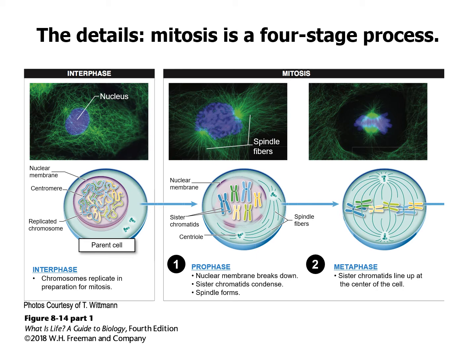This happens because those centrioles, which have our spindle fibers coming off of them, migrate to the opposite ends of the cell. And you can see that in this illustration really, really nicely. We have the centrioles on opposite ends of the cell. They are attached at those centromeres in the middle of our sister chromatids, and they're pulling back and forth until they line up, and that is metaphase.